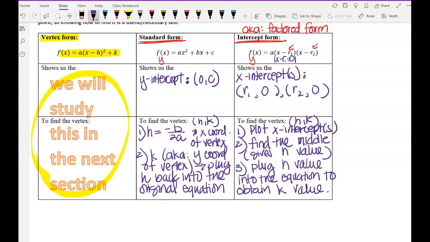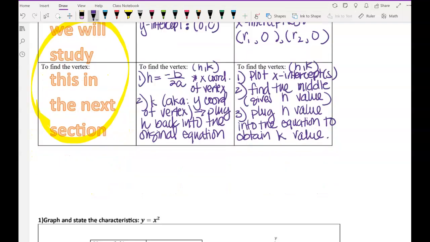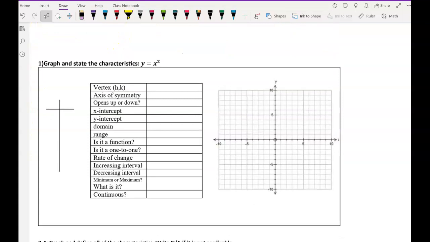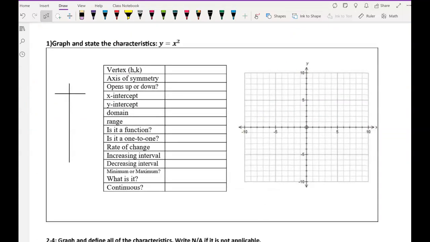What do you say that we put this to work? Okay, all right, here we go. Let's start with the very basic one. Graph and state the characteristics of the equation y equals x squared. The reason we know it's a quadratic is because it's a power of 2. So this is more important. When you don't see any a, h, or k value, that's not 0, 1 here. This is called the parent function.